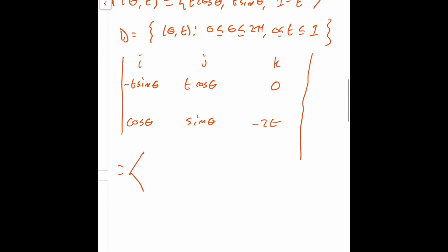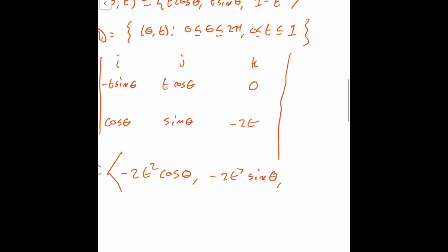And the first component is going to be minus 2t squared cosine theta. The second component is going to be minus 2t squared sine theta. And the last component, there's going to be a trig thing that helps us. It's minus t sine squared minus t cosine squared. So that's just minus t.